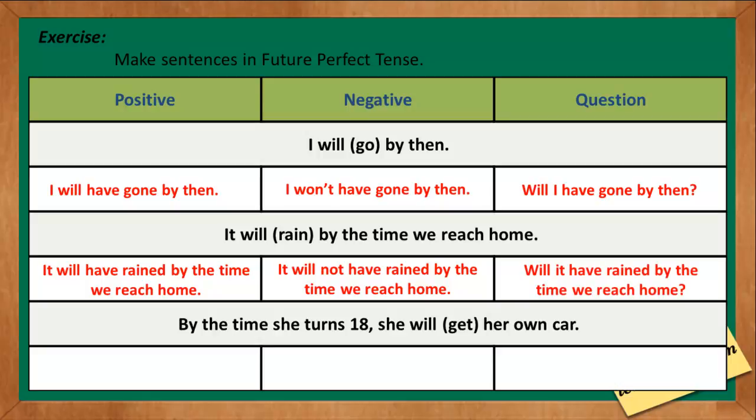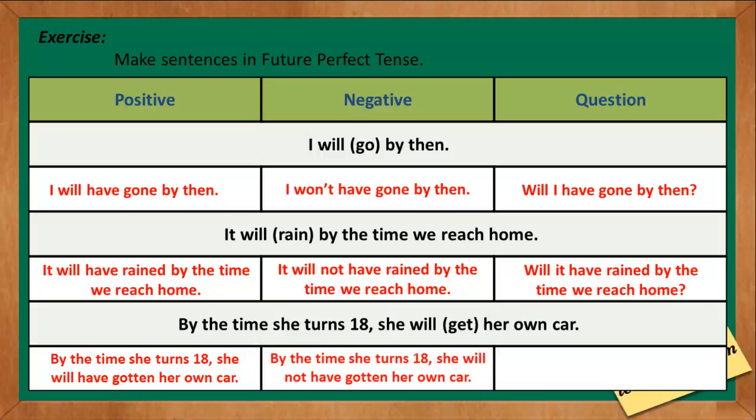The third one, by the time she turns 18, she will get her own car. The verb is get. The correct positive statement is, by the time she turns 18, she will have gotten her own car. The negative sentence is, by the time she turns 18, she will not have gotten her own car. And the question is, by the time she turns 18, will she have gotten her own car?